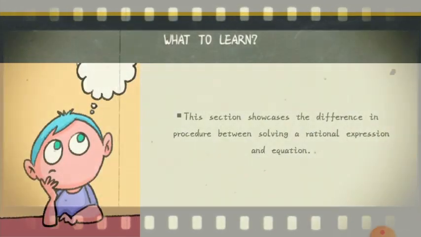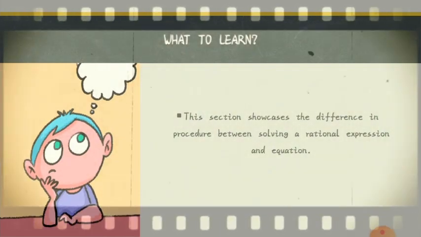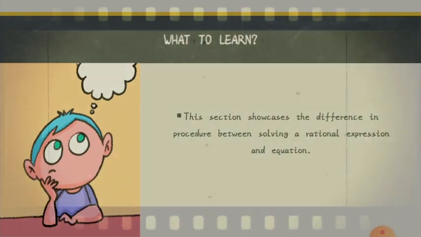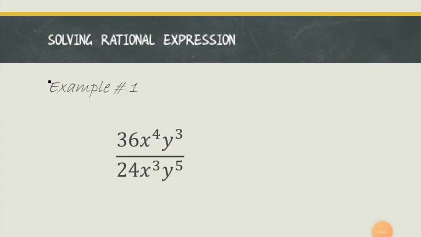So what to learn? In this section, we will showcase the difference in the procedure between solving a rational expression and a rational equation. Let's start with rational expression first. Then after this, we will proceed with rational equation. So let's have example number 1. I have here 36x raised to 4 y cubed all over 24x cubed y raised to 5. Now, how to simplify this expression?